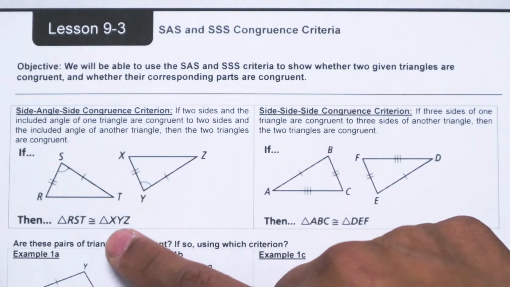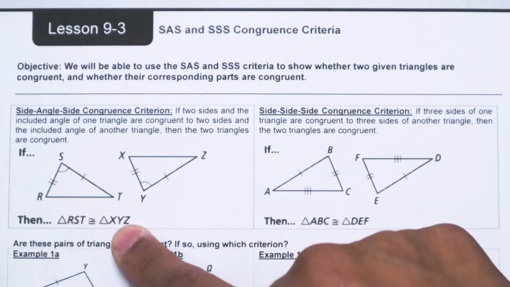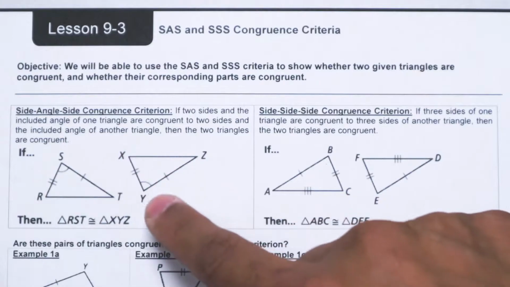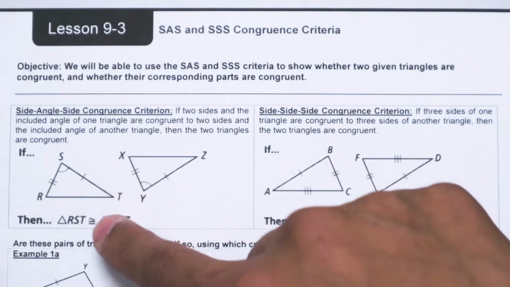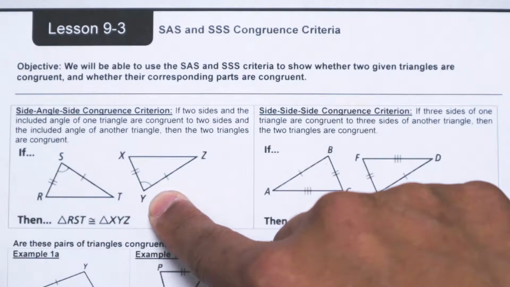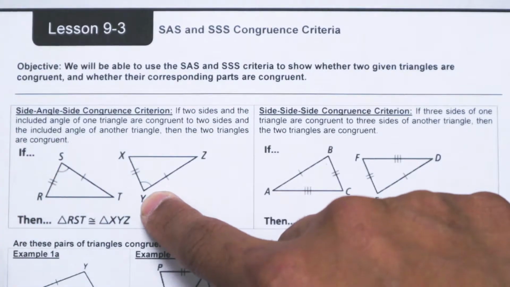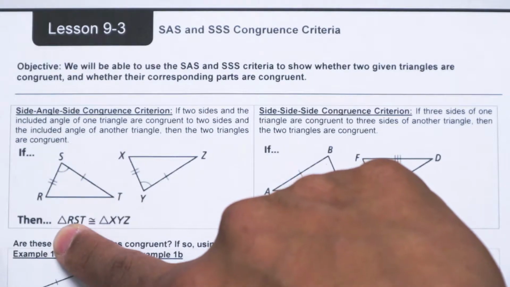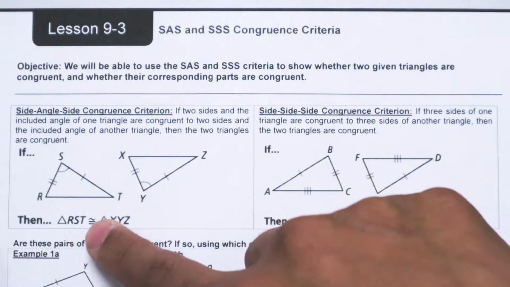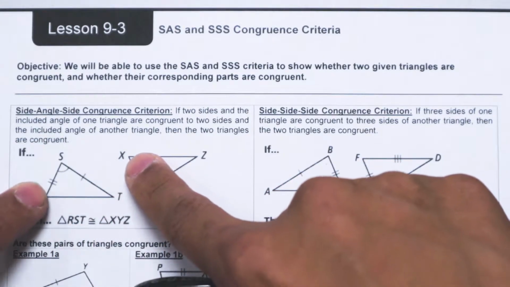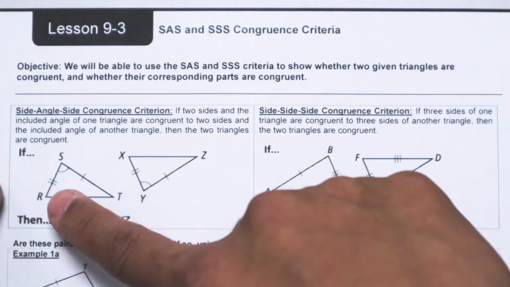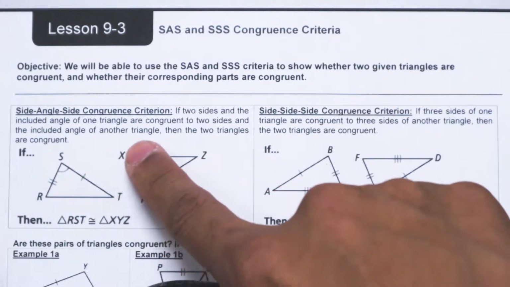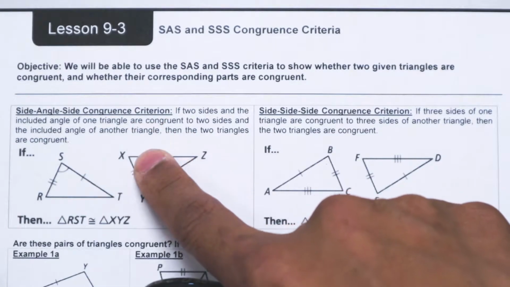RST is congruent to triangle XYZ, we have to match the letters. You see the R matches the X, the S matches the Y because there's a little arc symbol, and then the T matches the Z. If you put R first when you write the congruence statement, you have to write the X first because these two angles match. You cannot match R with any other letter, just X in this diagram.